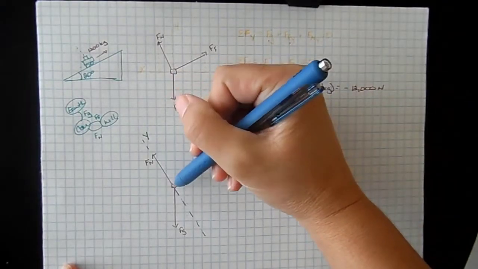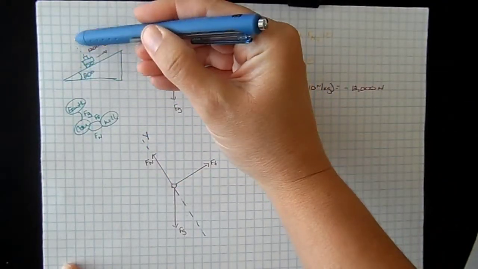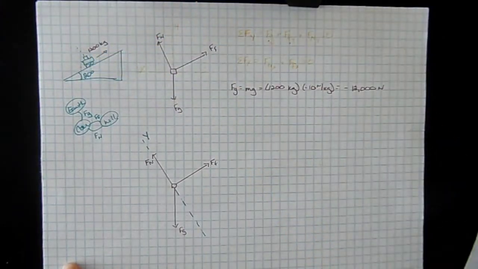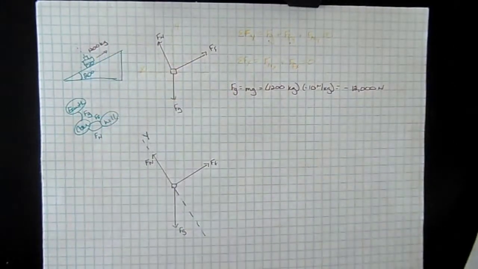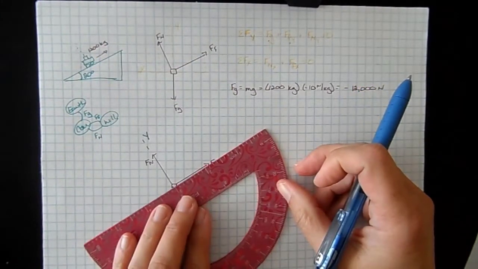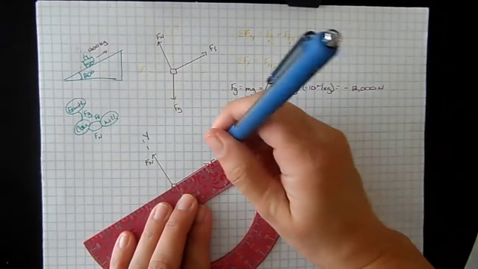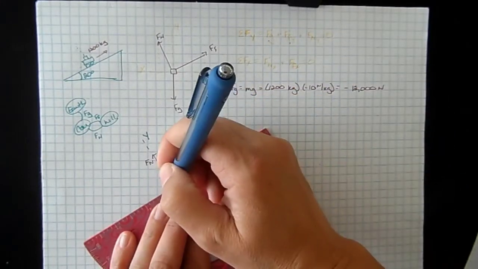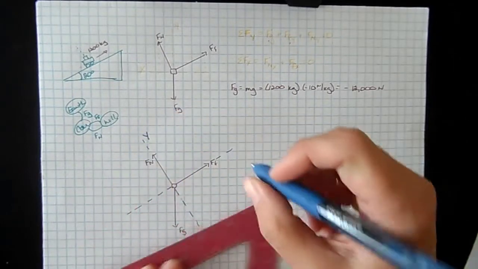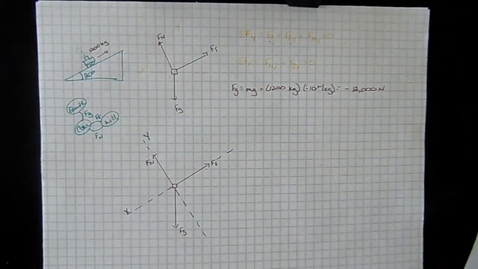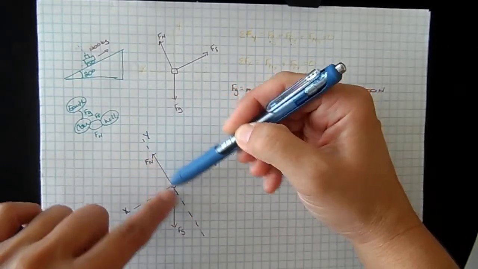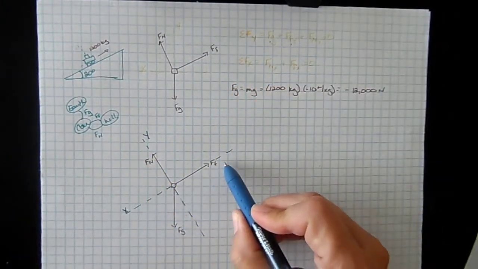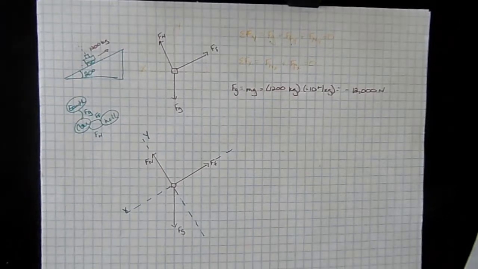Well, our normal force is perpendicular to the plane, and our friction is going to be parallel to our plane. And so our x-axis is going to be at a 90-degree angle from our y-axis, which just happens to line up with our force of friction. So now we have this y-axis moving in the same direction as our normal force, and our x-axis moving in the same direction as our friction force.